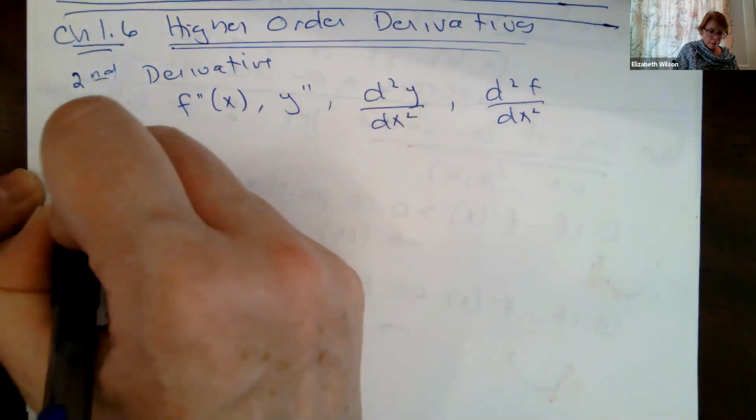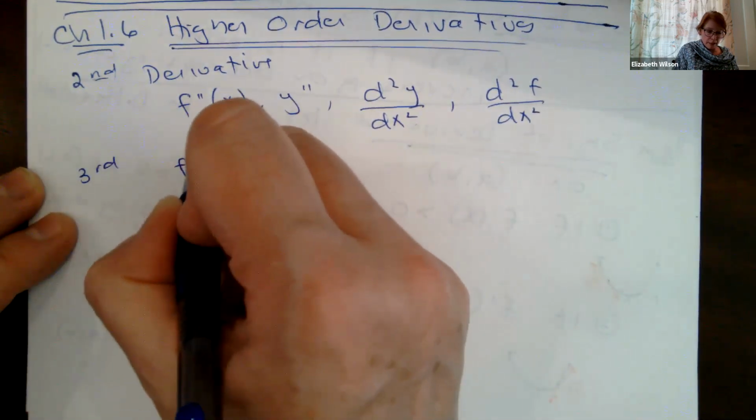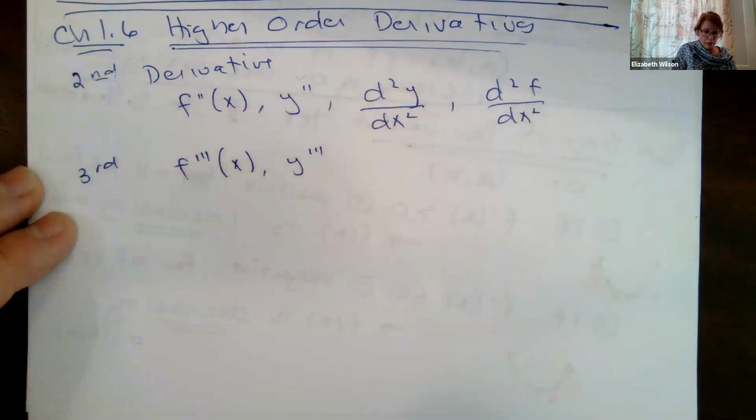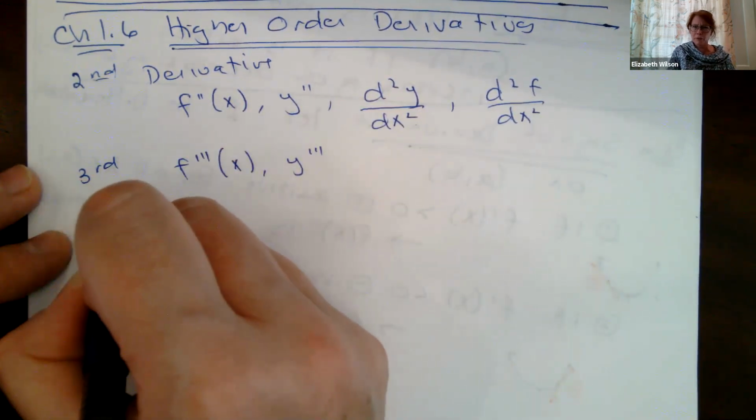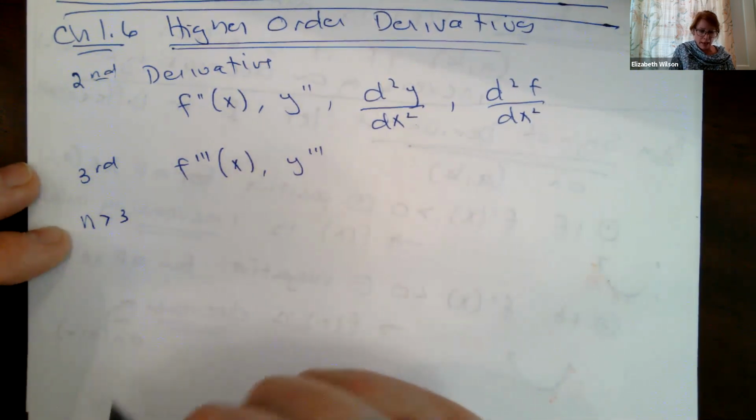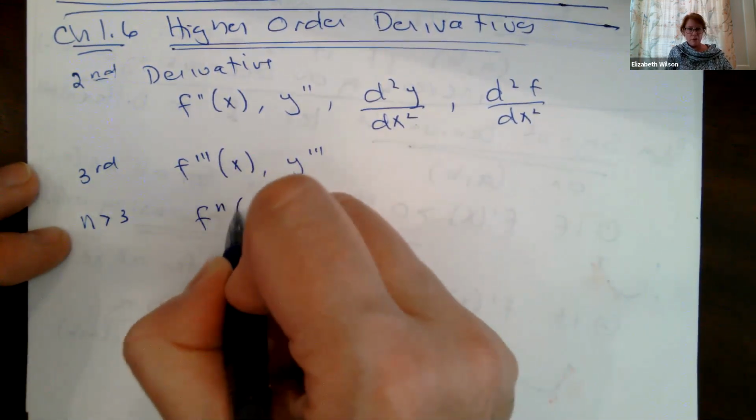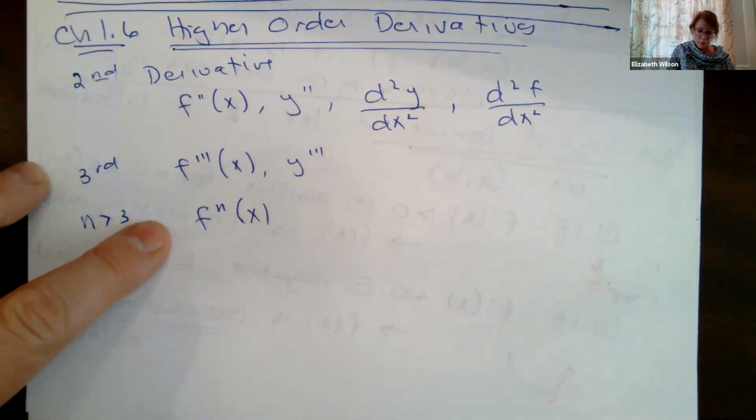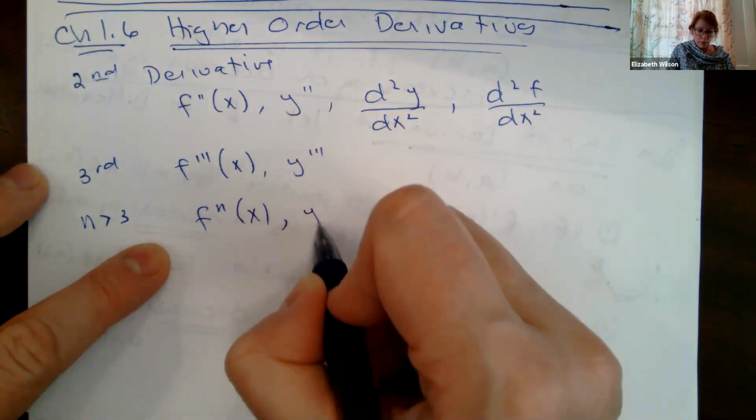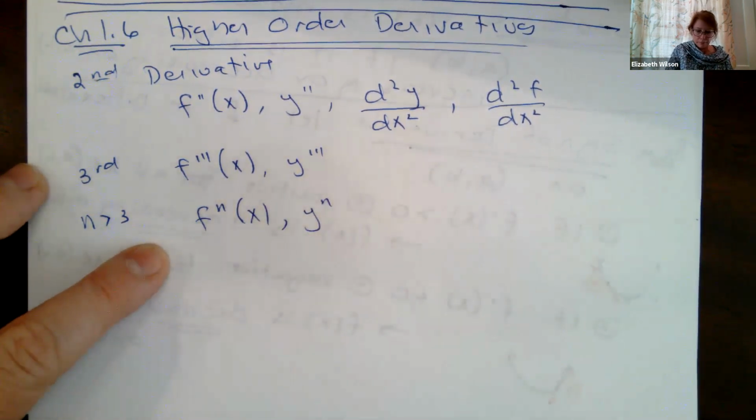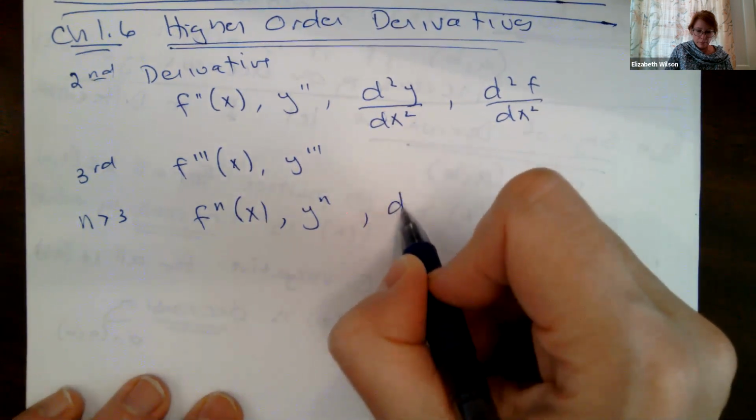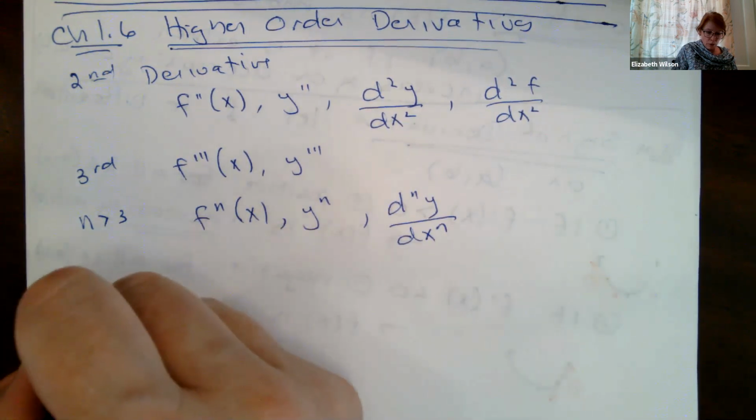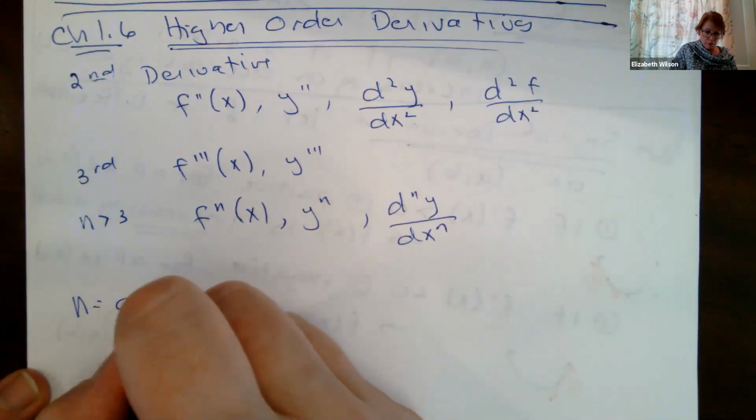The third derivative looks similar. I've got 3 tick marks there, right? For anything greater than 3, if I do the fourth derivative or fifth derivative, I just ultimately write it as n. So f to the 4 of x means I'm taking the fourth derivative of my function with respect to x, y to the n. That would be an nth order derivative. So we call n the order of the derivative.